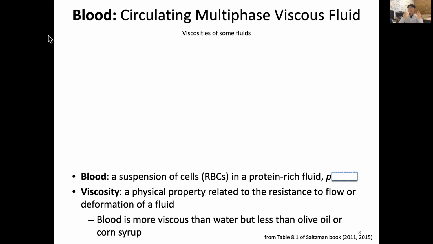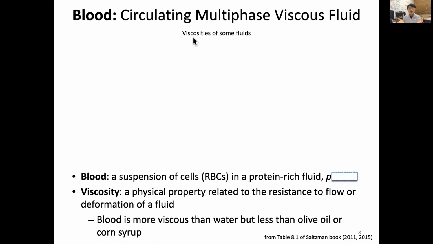Blood is a circulating viscous flow in our body, which is multi-phase, because blood is composed of not only plasma, which is a clear liquid containing lots of proteins. However, it also contains a lot of cells, especially red blood cells. So blood is more viscous than water. So let's first start to think about the viscosity aspect.